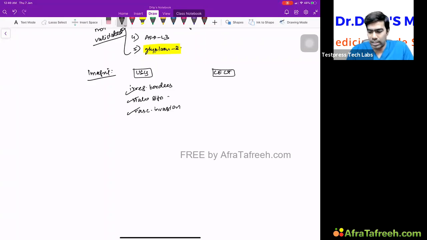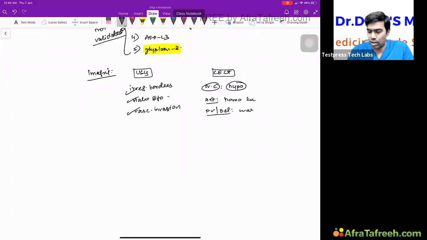And we know what the CECT finding is. In the non-contrast phase, typically you will have low attenuation, hypo. In the arterial phase, there will be homogeneous enhancement, which means hyper. And in the portal venous and delayed phases, there will be washout of contrast, which means once again hypo. So this is very typical of an HCC.